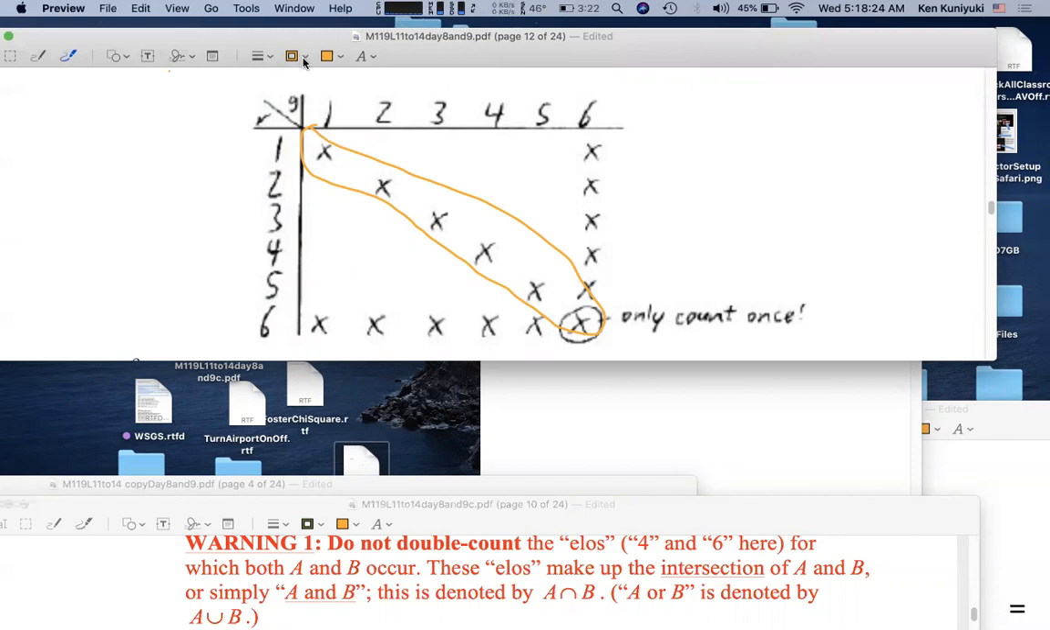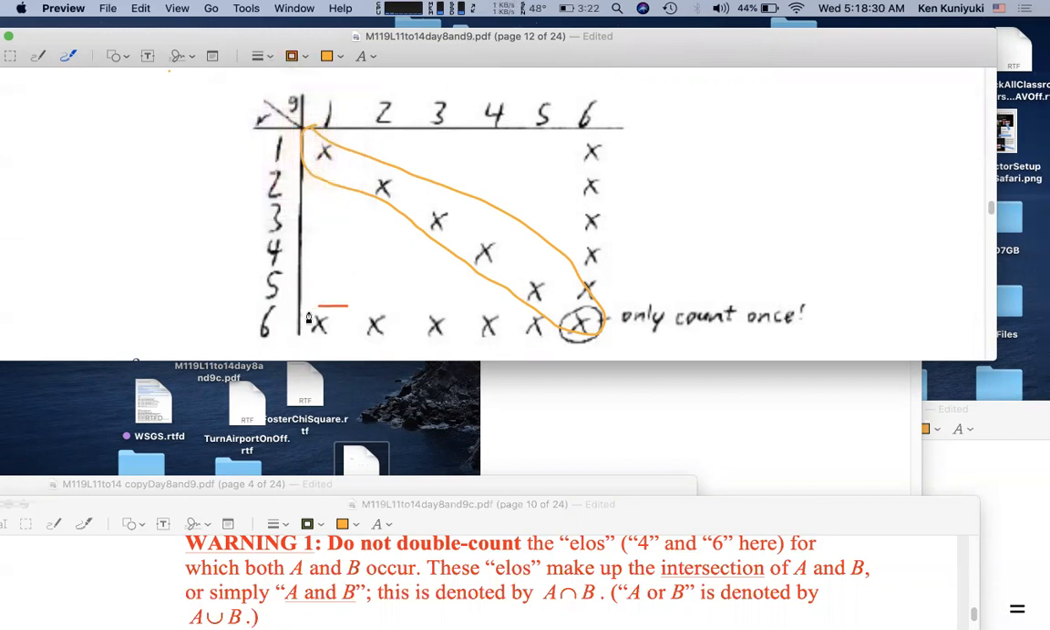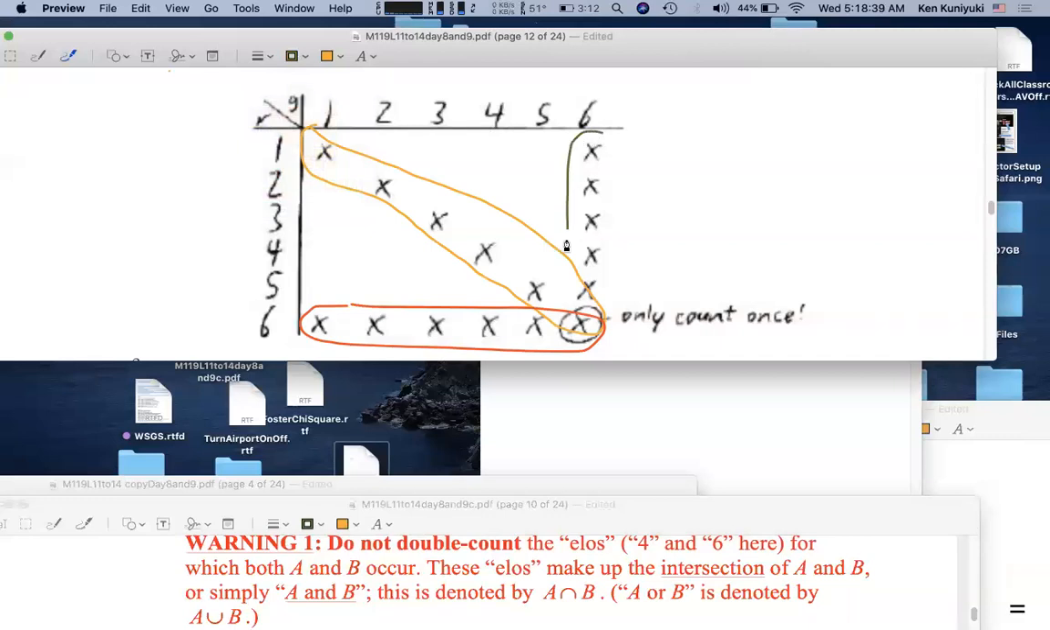Now, in addition, we have 6 ELOs that correspond to a 6 on red, and then 6 ELOs that correspond to a 6 on green.